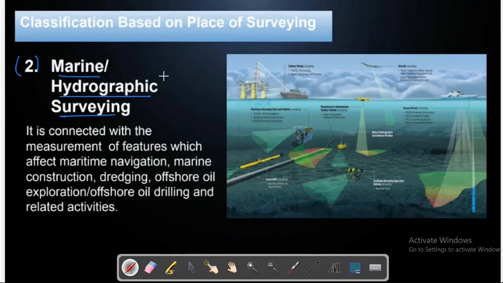Next, the marine or hydrographic survey. This is the survey done in the sea or ocean, called marine survey or hydrographic survey. It is connected with the measurement of features which affect maritime navigation, marine construction, offshore oil drilling and related activities. In this figure you can see how marine surveying is done with the help of various ships, etc.